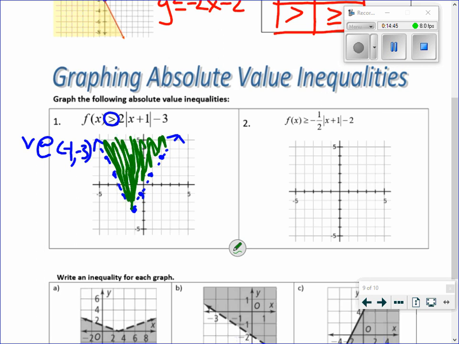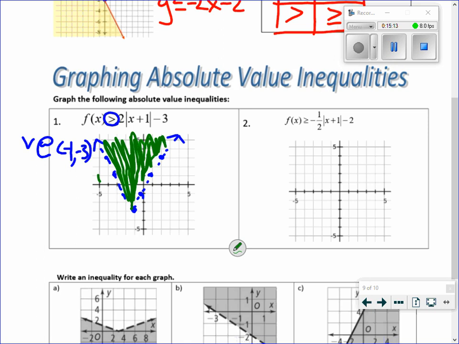So let's talk about what if this was a less than symbol. You would have to shade everywhere below this V shape here. So this whole area below would be shaded. Basically, that would mean anything not inside it. Any questions on the graphing?